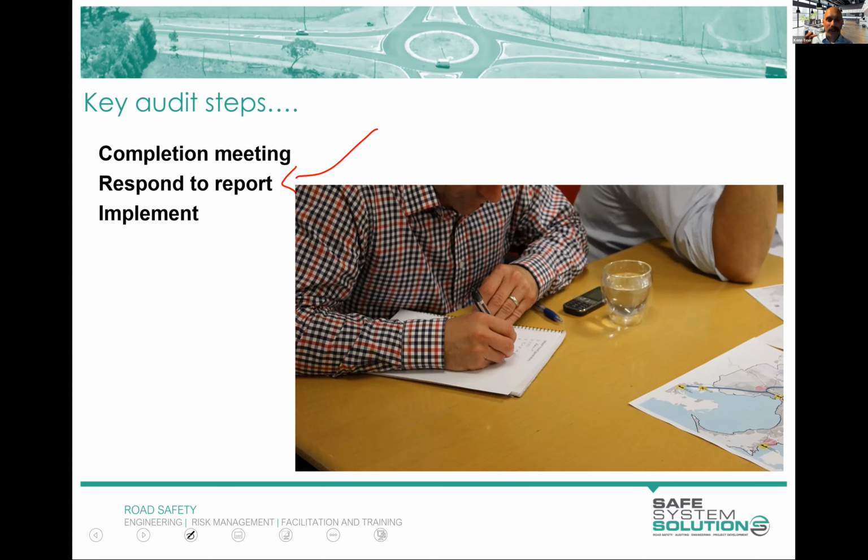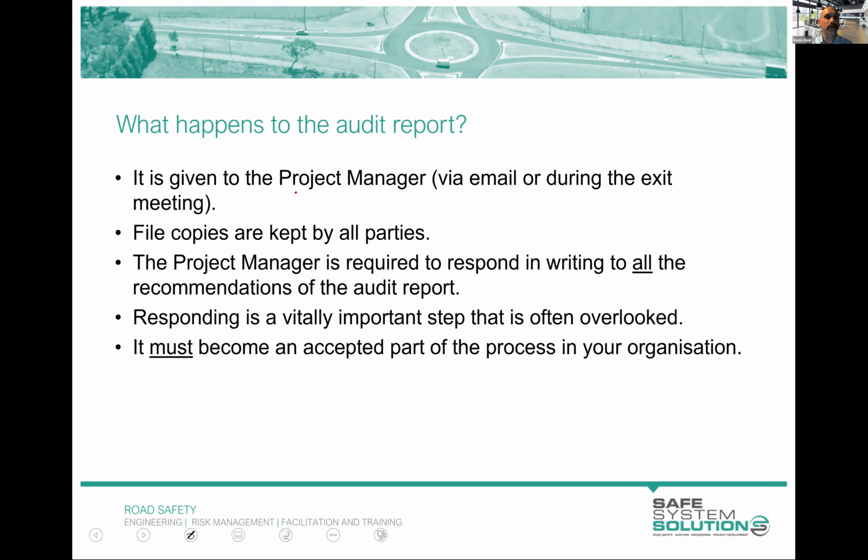But from a client perspective or a receiver of a road safety audit report, it's really important to go through each of those issues and make comments on whether you will or you won't do it, or how you're going to reduce risk if you're not going to follow it. And so here's some dot points on that. It's given to the project manager, either by email or exit meeting or the like. Everybody should keep their own copies of that.